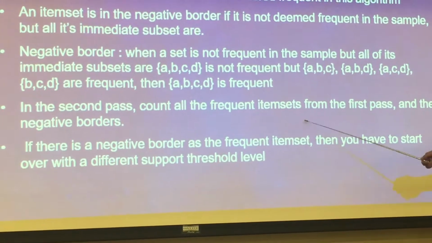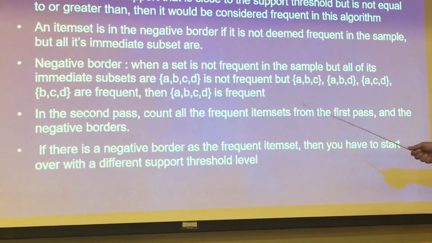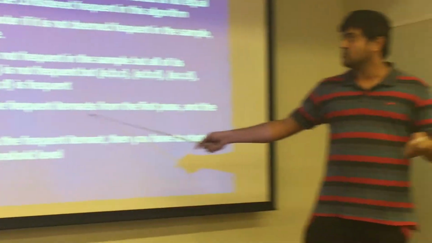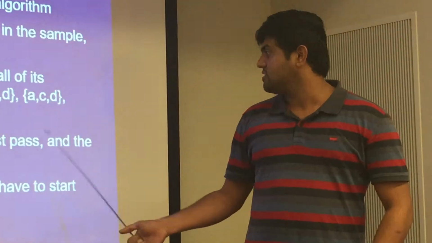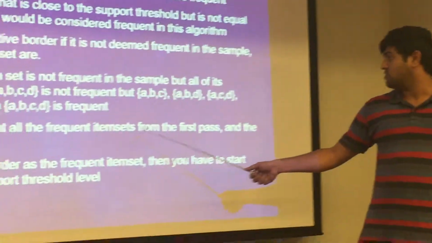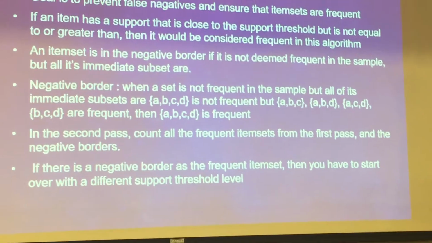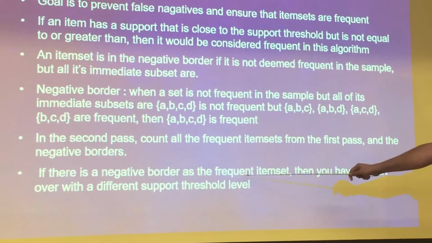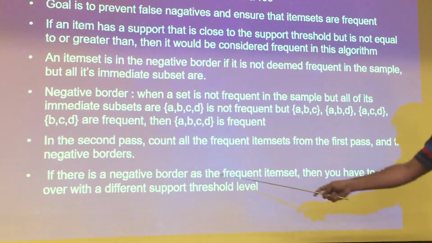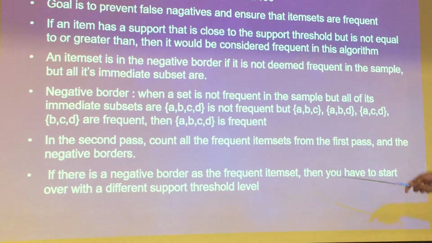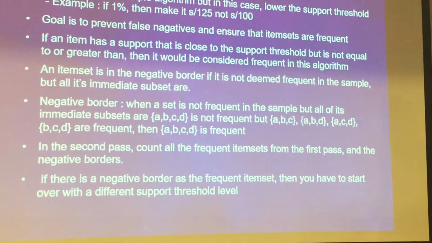In the second pass of Toivonen's algorithm, it counts all the frequent item sets from the first pass, which is a similar step to pass 2 of SON, and it also counts the negative border. If there is a member of the negative border that is a frequent item set, then you have to start all over with a different support threshold value.